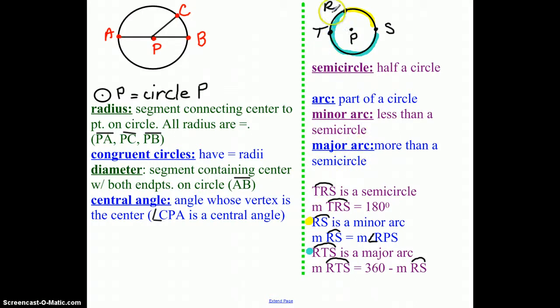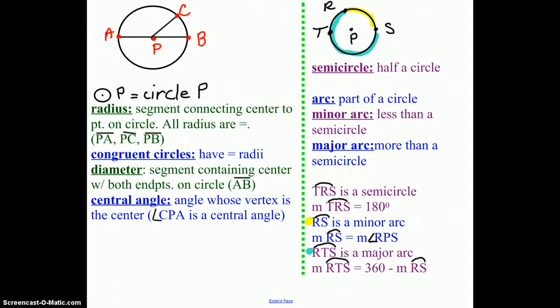So if we were looking at this circle up here, the semicircle is TRS. Now notice there's 3 letters, and they've drawn an arc over that. The measure of that's 180 degrees. So when you talk about an arc, you're going to measure it the same way you would with something else, with actual degrees. Now, RS up here would be a minor arc because I can see it is less than halfway. Also, a major arc has to be one that's bigger than 180 degrees. So RTS would be a major arc because it goes more than halfway around the circle, or more than a semicircle.